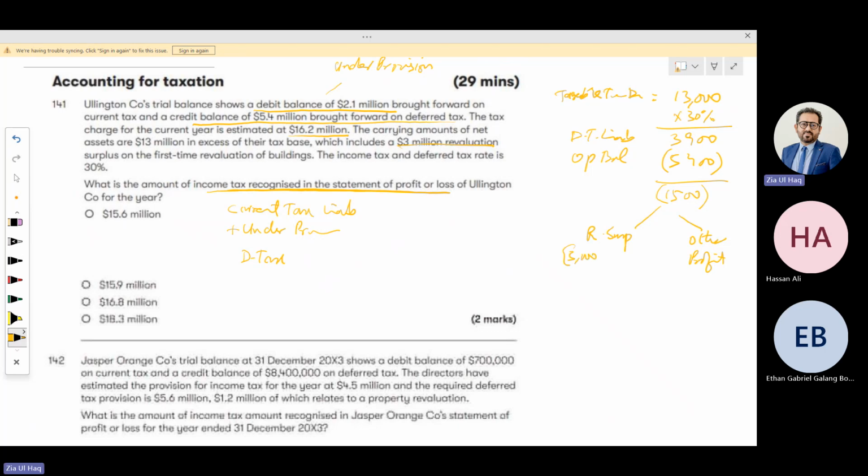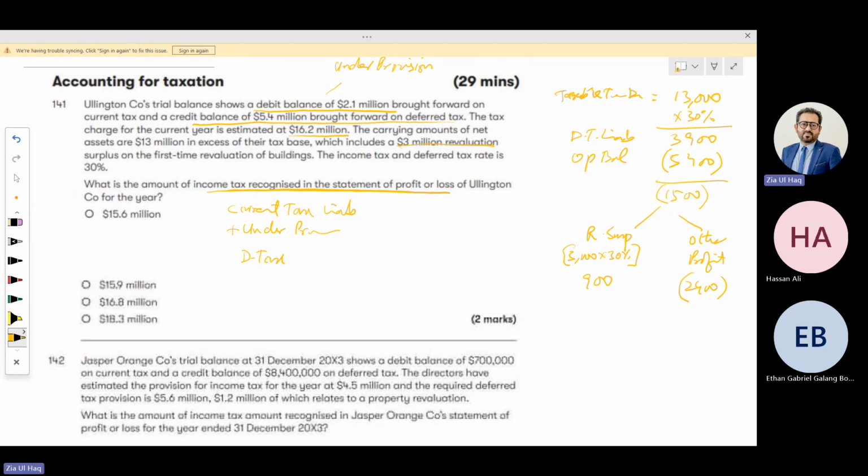Multiply by 30%. How much is that? 900 positive. If we have 900 positive against 1,500 negative, what could be for other profit? 900 positive and 1,500 negative gives 2,400 negative. Where should it be adjusted?